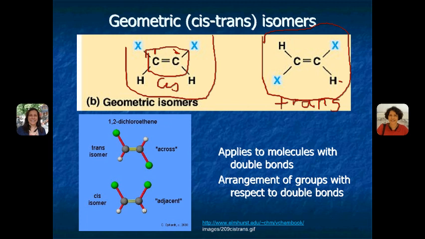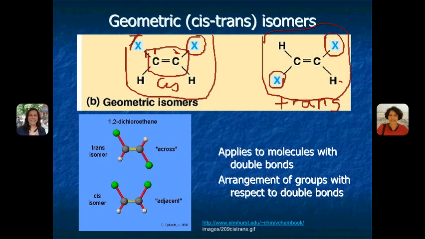The terms cis and trans refer to the position of those substituent groups. Cis means on the same side. So in the cis molecules, the 2 X's are on the same side of the double bond, while in the trans molecule they are on opposite sides of the double bond.